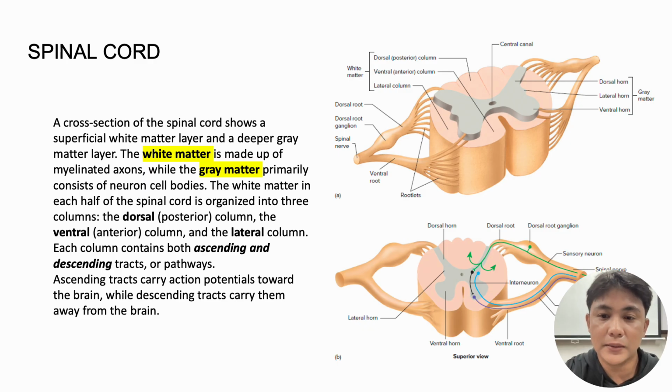To summarize, the spinal cord is organized into white matter for signal transmission and gray matter for processing. It uses ascending and descending tracts to communicate with the brain, and dorsal and ventral roots to connect with the body.